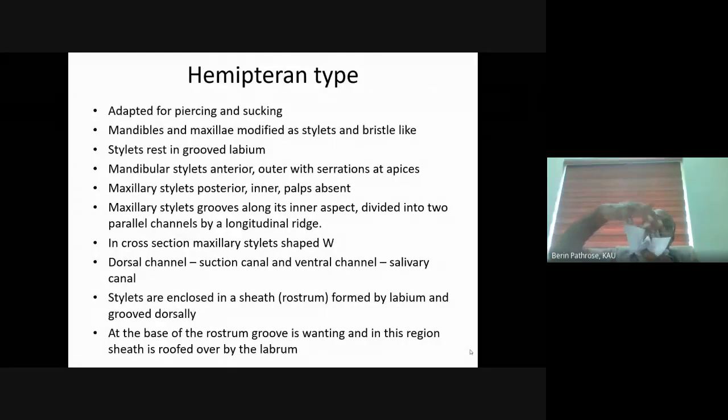And you can see two channels because of this middle ridge-like portion. We have two channels over here. So the maxillary stylets are grooved along their inner aspect. It is doubly grooved, that means there are two grooves. You can see two grooves over here. I will show one more thing.